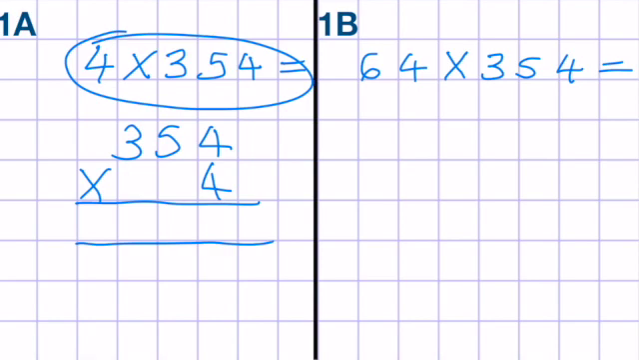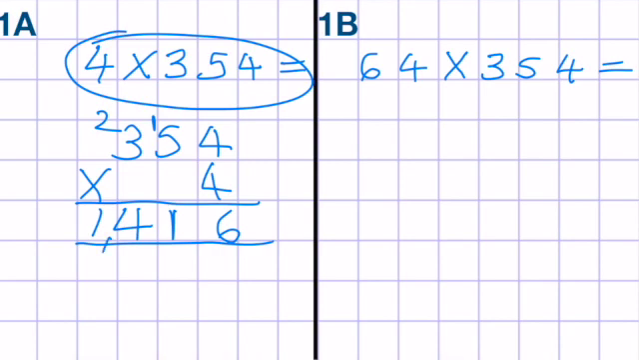4 times 4 is 16. Carry the 1. 4 times 5 is 20, plus the 1 is 21. 4 times 3 is 12. 12 plus 2 is 14. So the answer is 1,416.